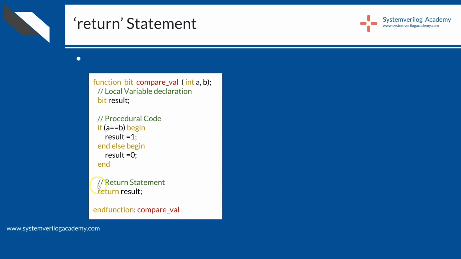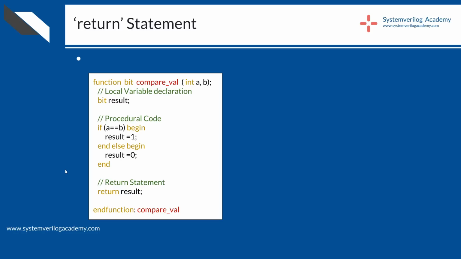Return statement in functions and tasks. The return statement was added in SystemVerilog and is not available in Verilog. You can add it anywhere in a function or task. When the return statement is evaluated, execution of the function or task will stop at that point, and will go back to the point where the function or task was called in the program.